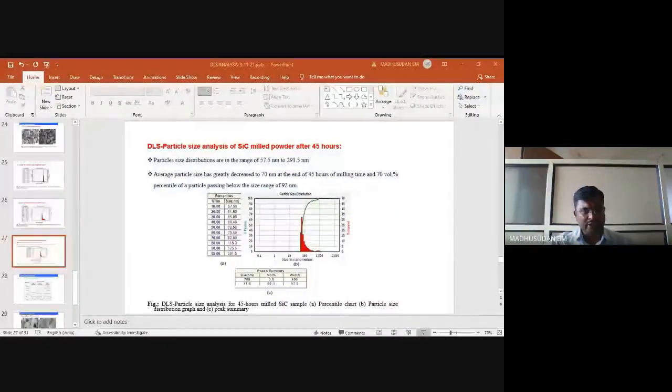That is the TEM micrograph for ball milled silicon carbide powder after 45 hours of ball milling at 300 RPM, and this is the SAD, selected area diffraction pattern, where a sharp ring pattern is obtained. With the help of TEM analysis of the sample ball milled for 45 hours, we have obtained this. You can see this length is 100 nanometer.